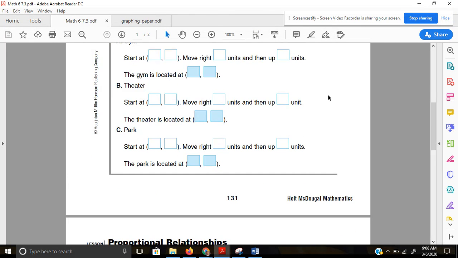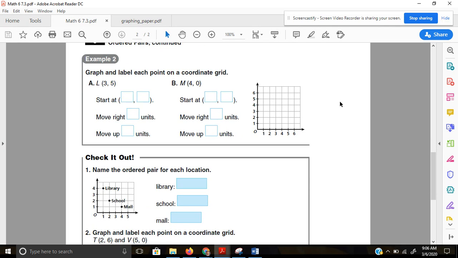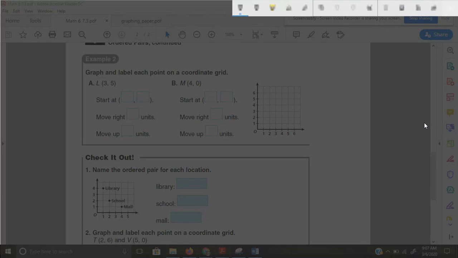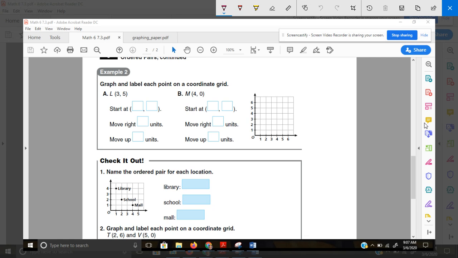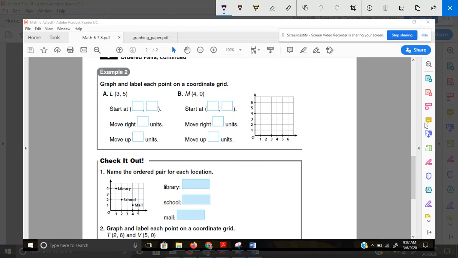All right, go ahead and flip your paper over to the second example. Here, the directions say graph and label each point on a coordinate grid. So now it's going to give us the ordered pair, and then we have to graph it. All right, let me change color here. The point L is located at 3, 5.